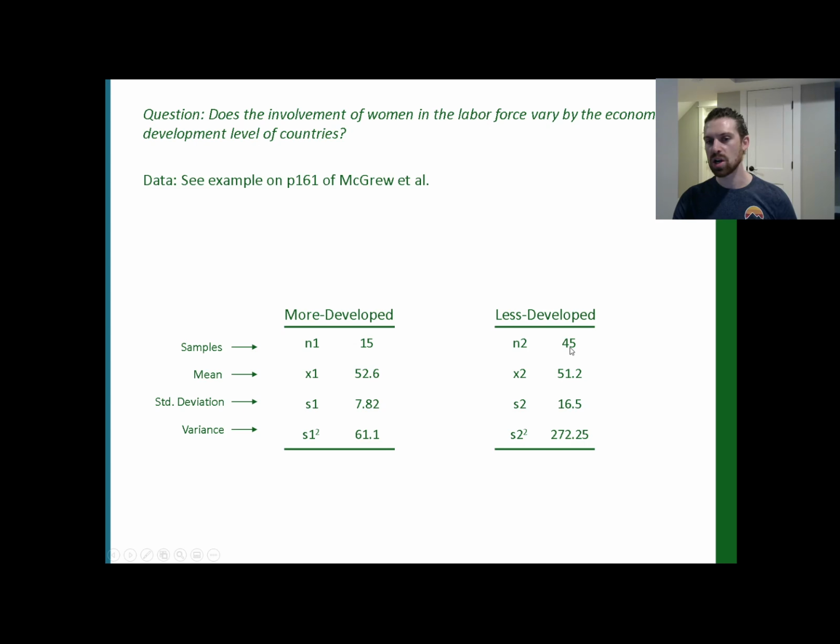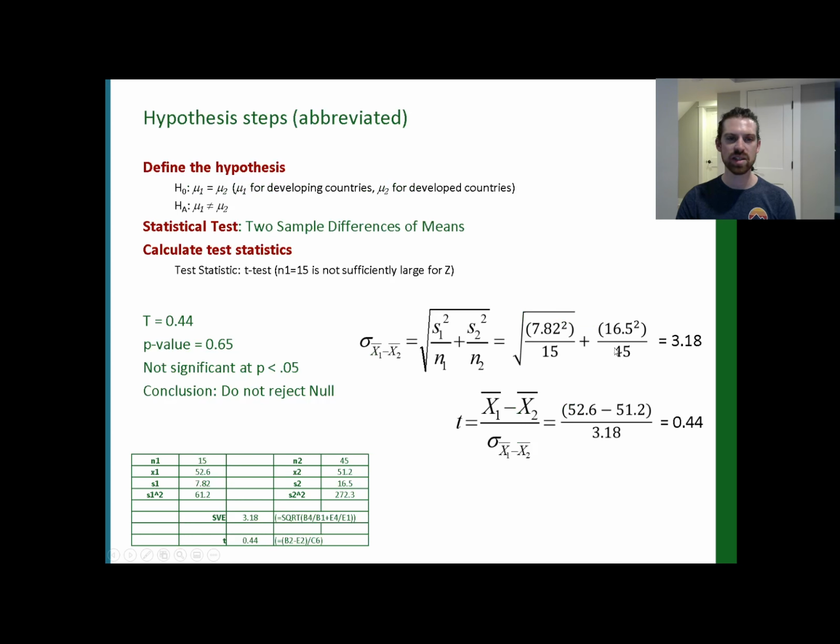We could get the same for a sample of 45 maybe lower middle income countries, which are less developed, and they would have some sort of mean of 51.2. I think that's the percentage of participation of females in the workforce. I'll need to check that. And then 16.5, which is the standard deviation, and 272.5 as the variance. Okay, so now we're able to compare these different samples because we've got all the key ingredients in order to carry out our test statistic.